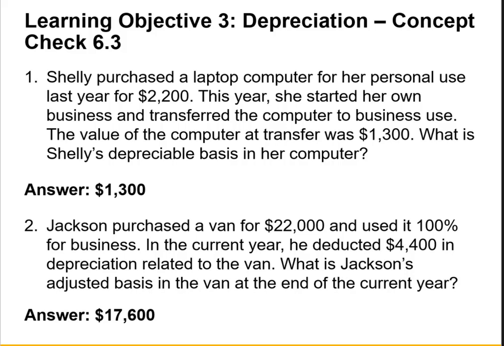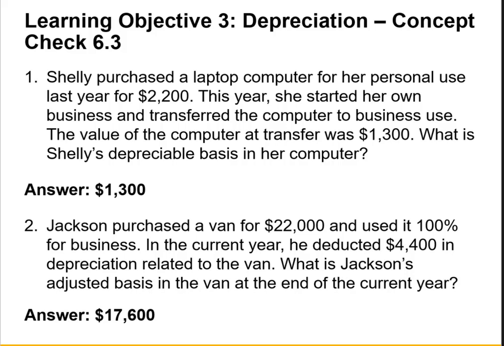So, examples. The first one is probably the most likely type of example. We purchased a laptop computer for personal use last year for $2,200. This year, we started our own business, and now we're using the computer in our business legitimately, okay? Not just making stuff up. At the time of transfer, the computer is no longer worth $2,200 because laptops go down in value considerably. What is the depreciable basis in the computer? $1,300, the value at transfer.